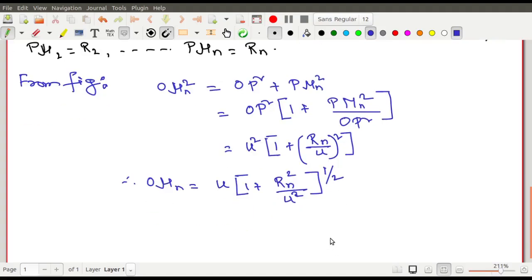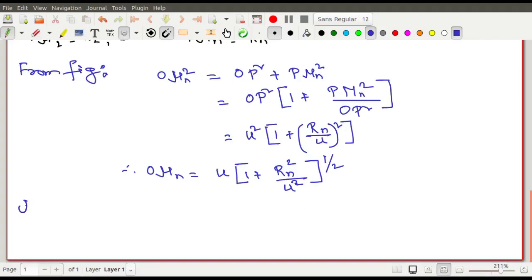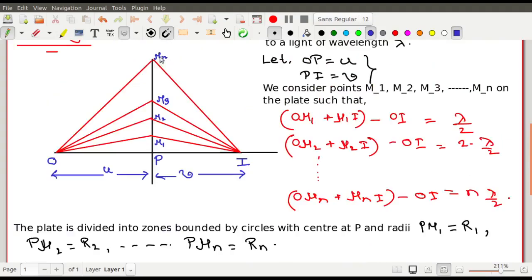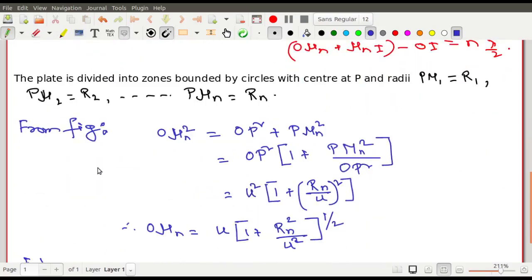Let us expand binomially and neglect the higher order terms, because this U is very great in comparison to Rn. Rn is the radius of the zones. So the radius of the zones is equivalent to the wavelength of light, but U is the distance of the object, the distance of the source from the zone plate, which is of the order of a meter. It can be 1 meter or half a meter. So that is a great distance.